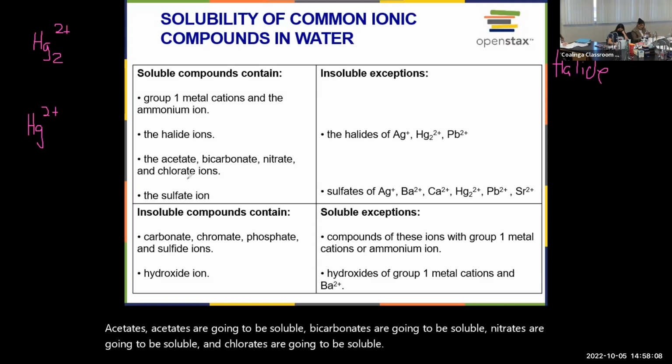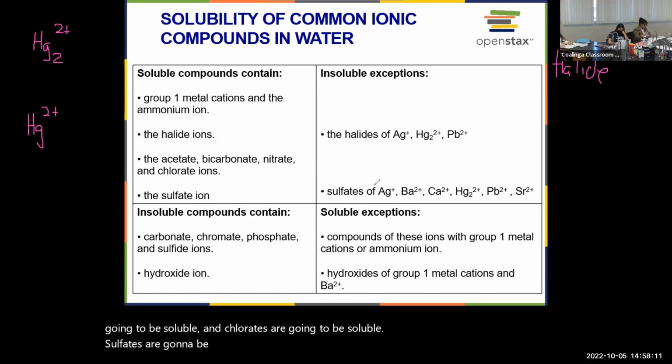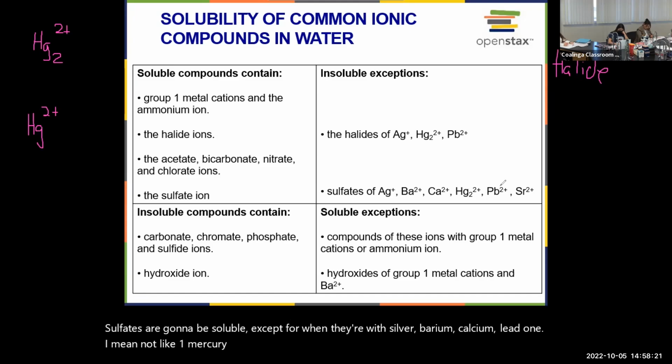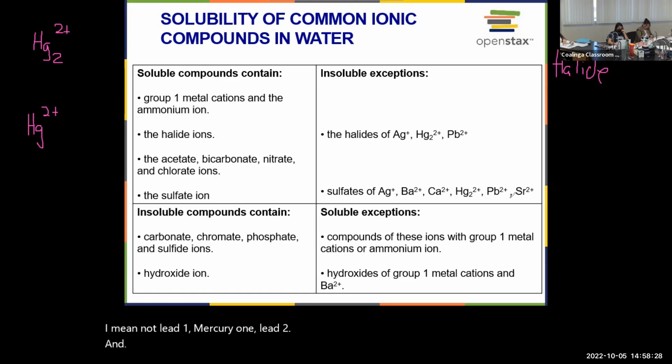Sulfates are going to be soluble except for when they're with silver, barium, calcium, mercury 1, lead 2, and strontium. And then you also know about manganese now. You have insoluble. So it's going to be insoluble when it's with carbonates.